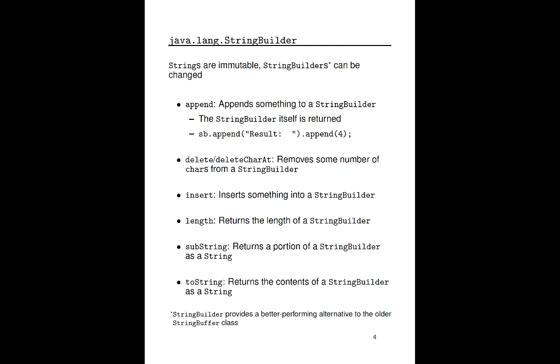So as I said, strings are immutable, and this is actually very important. It allows for some really good optimizations in terms of how strings are represented internally inside the JVM. But very often we need to create textual data. And how do you do that? Well, one way to do that is to use something called a string builder.